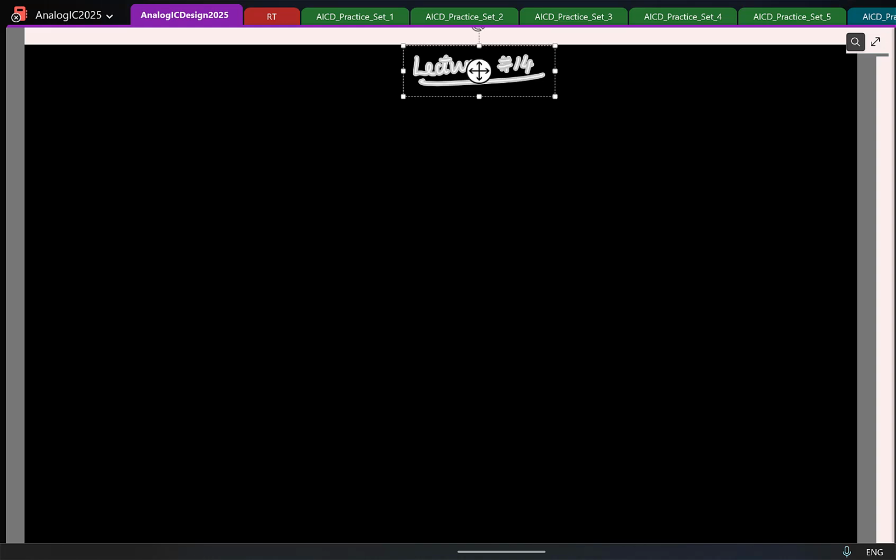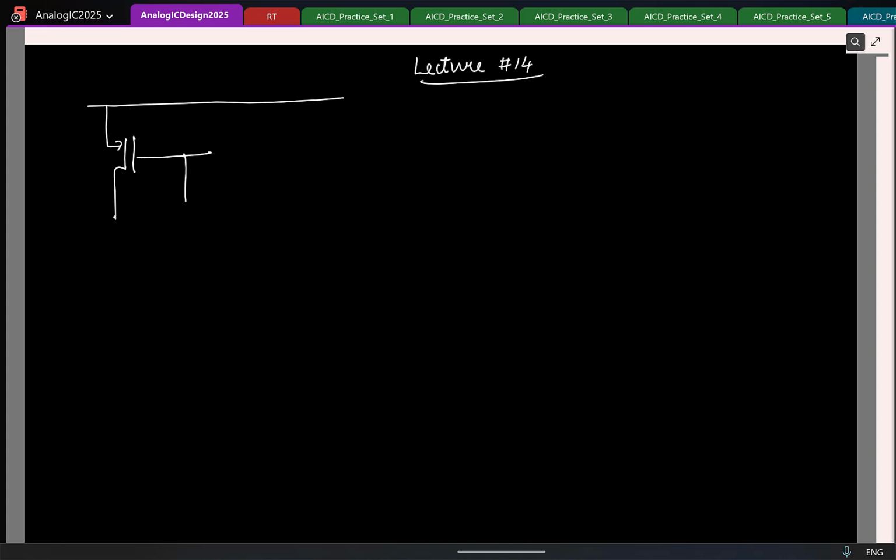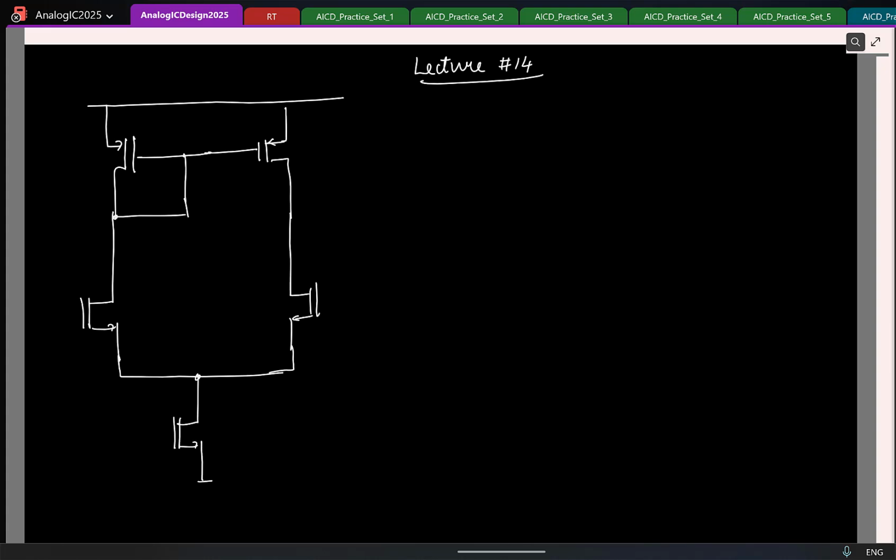So now let's start to look at our differential amplifier. So let's look at our 5 transistor OTA. Let me sketch the schematic once. So I have the PMOS current mirror here. And the NMOS differential pair. And I am biasing it with the current source like this. Right. So these are the inputs and this is the output.